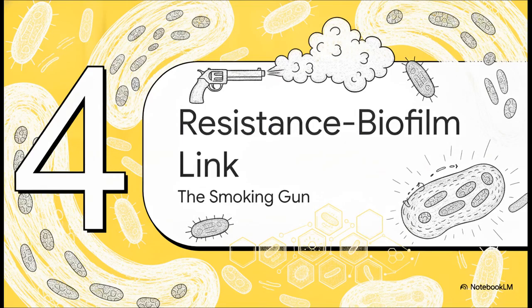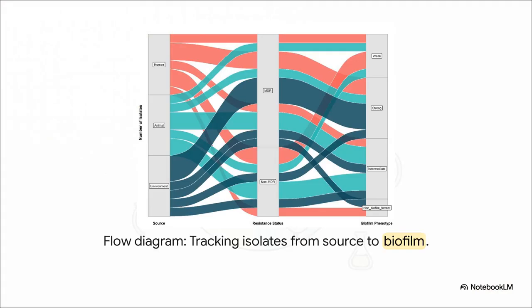Which brings us to part 4, the resistance biofilm link, the smoking gun. So the crucial point so far is that resistance is shared. But to understand the true public health threat, we've got to layer on the biofilm data. Follow the flow of the striking Sankey diagram from left to right. It tracks the path of the isolates from their original source into whether they are multidrug-resistant, meaning resistant to 3 or more antibiotic classes, and finally, into how strong of a biofilm they can actually form.